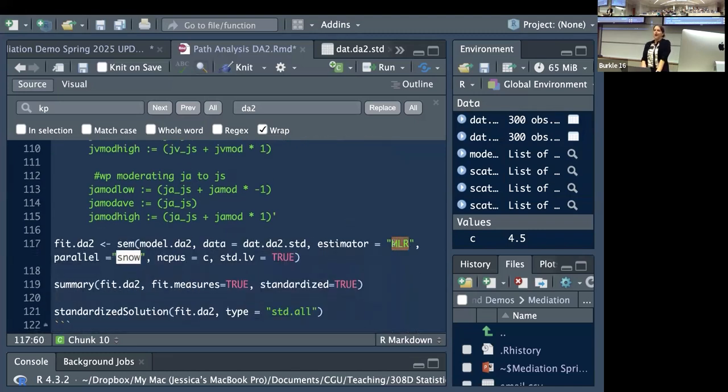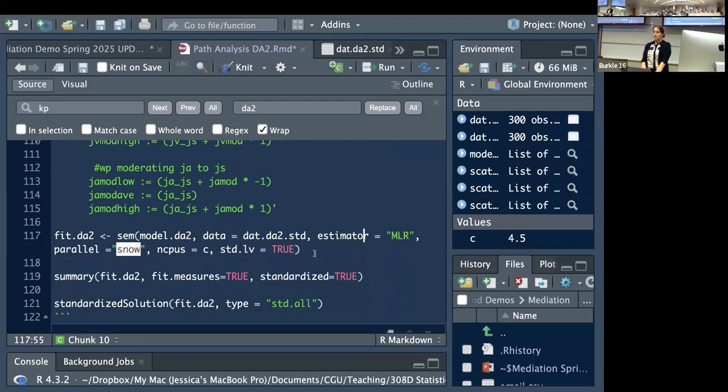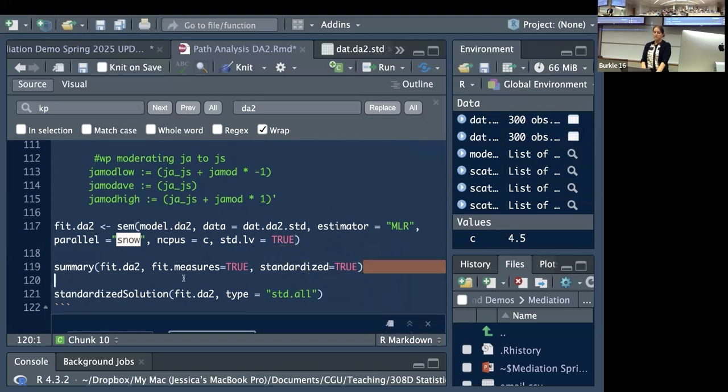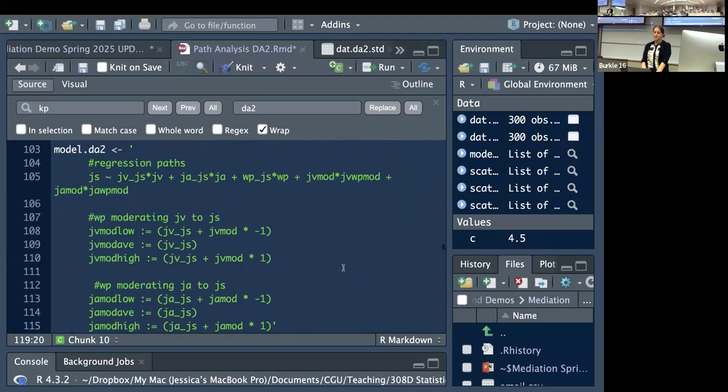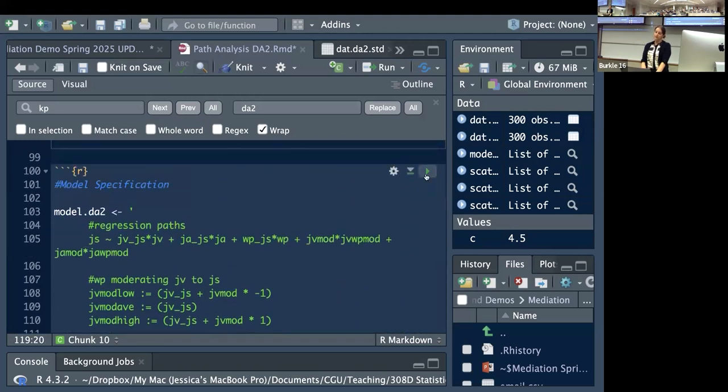I'm going to use MLR. I don't have to use MLR because the data were normal, but I'm going to, because if it's normal, it won't matter. It'll be the same solution. I'm going to run a summary, and then I'm going to standardize everything, even though I don't really need to do that either, because it's all standardized.